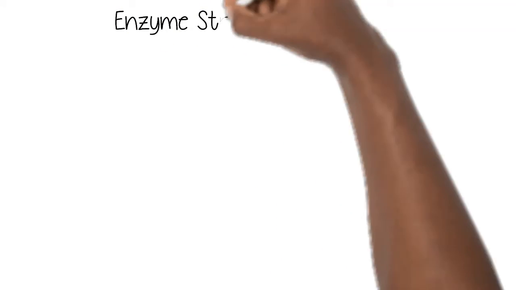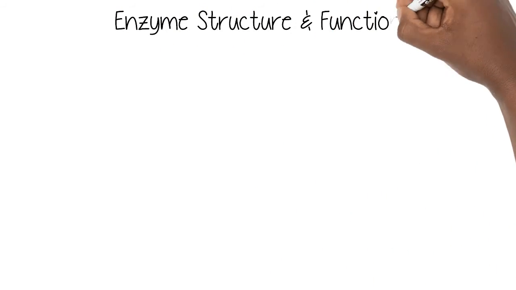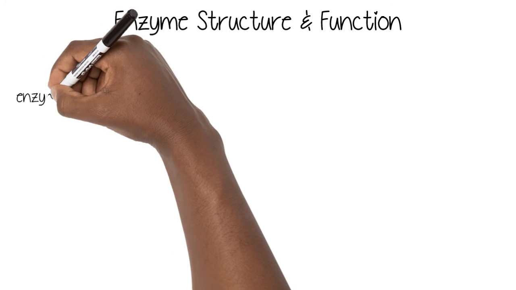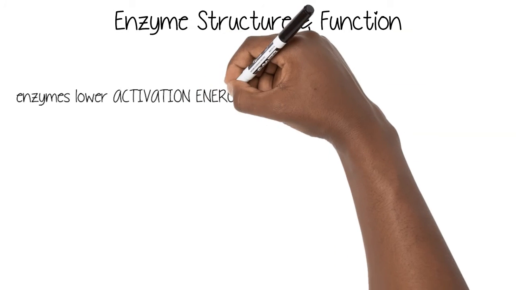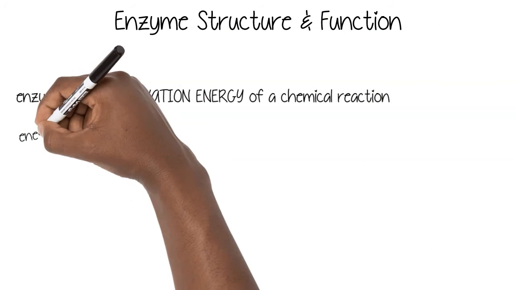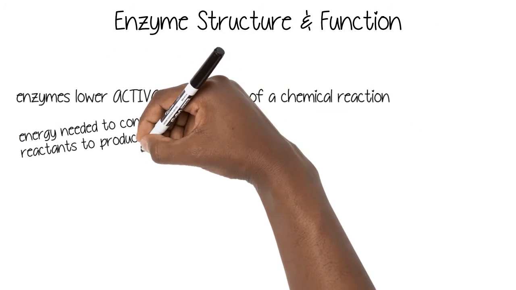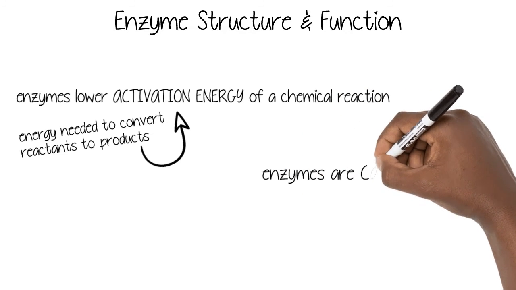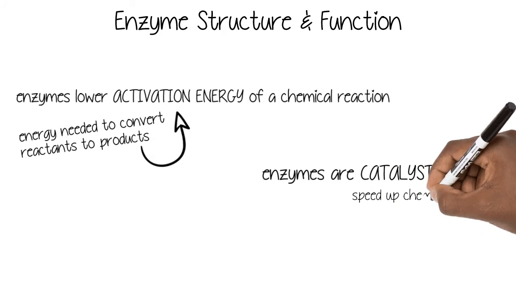We'll finish up this little lesson by discussing enzyme structure and function. Cells have activation energy. Activation energy is the energy needed to form or break chemical bonds and convert reactants to products. Enzymes lower activation energy. This gives the molecules the time they need to meet each other and stick together long enough to form a complex. Because of this, we call enzymes catalysts. A catalyst speeds up a reaction.